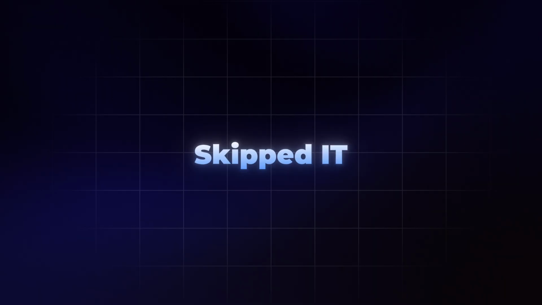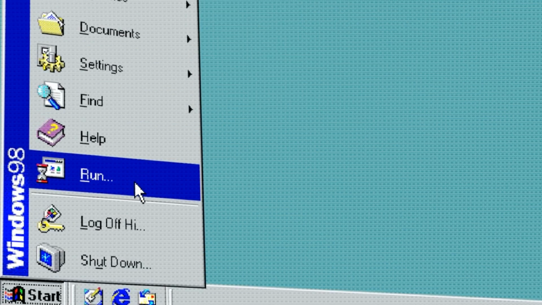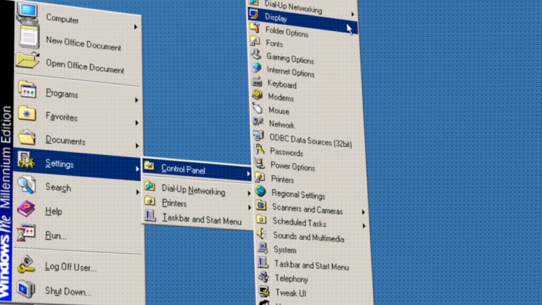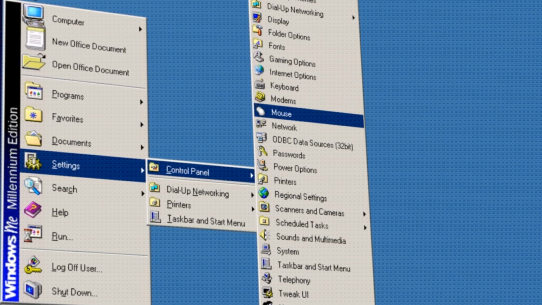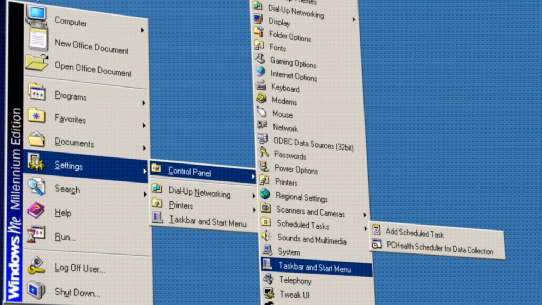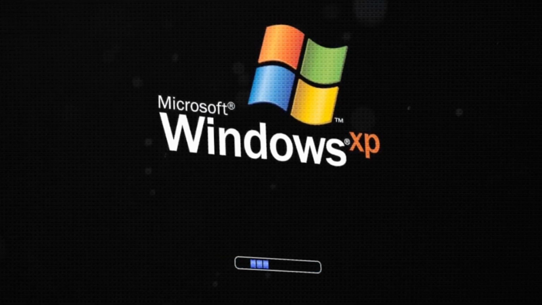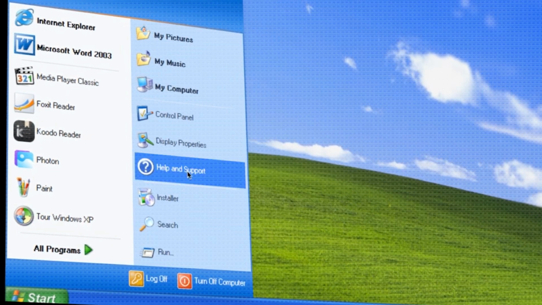And that's why so many users skipped it. If you were on Windows 98 and your system was stable, a lot of people saw no reason to upgrade. And if you bought a new PC with Windows ME and had a terrible experience, you were desperate for the next thing, because everyone knew what was coming. Windows XP. And Windows XP wasn't just an upgrade, it was a rescue mission.